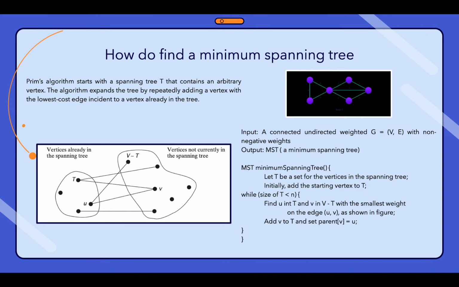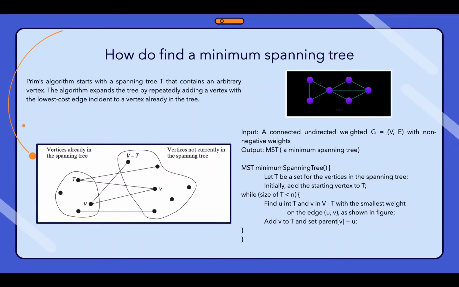How do you find a minimum spanning tree? There are several well-known algorithms for doing so. This video will be about the implementation of Prim's algorithm. Prim's algorithm starts with a spanning tree T that contains an arbitrary vertex. The algorithm expands the tree by repeatedly adding a vertex with the lowest cost edge incident to a vertex already in the tree. Prim's algorithm is described in this figure.